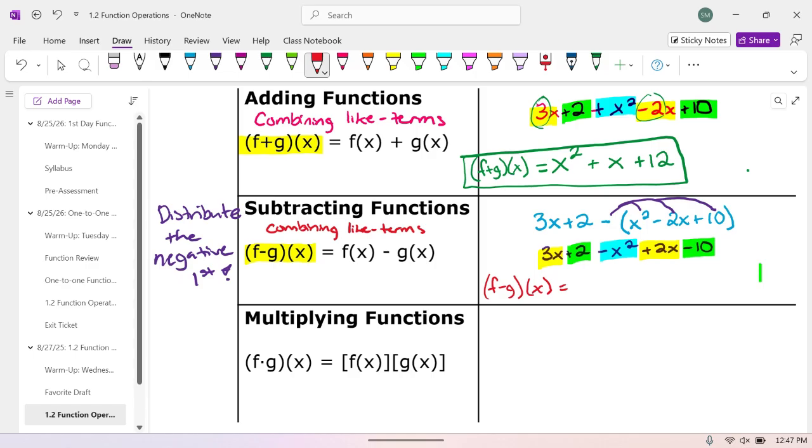So what's the first value that I would state first, or the first term that I would combine? Or not combine, but just bring down? The negative x squared. Good. Then I would do the x's. So what's 3x plus 2x? 5x. Just do 3 plus 2, slap on an x. Now what's 2 minus 10? Negative 8. So f minus g of x would give us that function, negative x squared plus 5x minus 8.